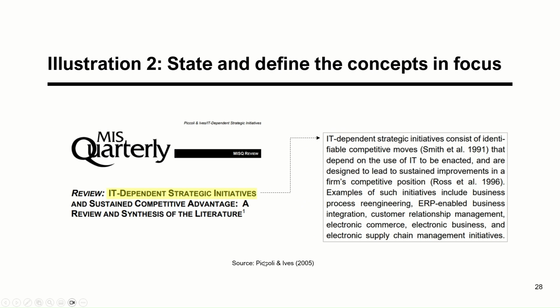Now, this is a review that was published in MIS Quarterly. IT dependent strategic initiatives. That's the key construct. And if you look at the first page, they clearly define what an IT dependent strategic initiative is. And that sets the stage for the rest of the review. So defining these concepts, which is the focus of your review, must be first and foremost at the outset. You got to define this.